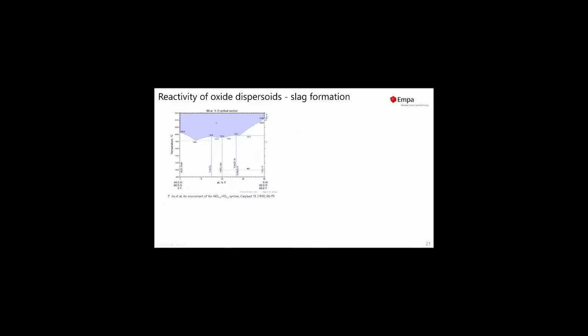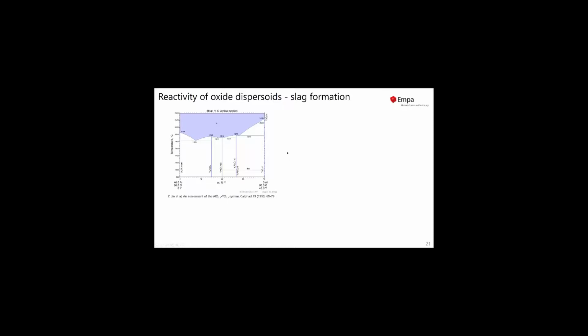Some words about the slag formation. Well, we can reduce the amount of yttria, but if we look into the phase diagram between aluminium oxide and yttrium oxide, then we see what is happening. So they do react. So there is actually a eutectic point in this quasi-binary or in this vertical section. So there is a low melting region.